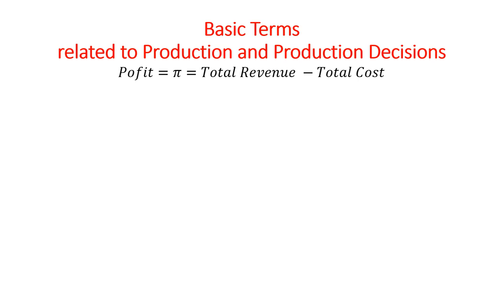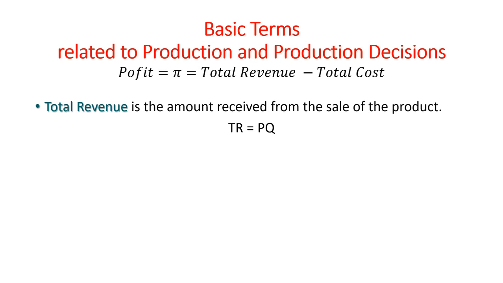Let's assume that the price of the product remains the same no matter how much quantity a firm sells. So the total revenue is the product of price and the quantity of the product sold.